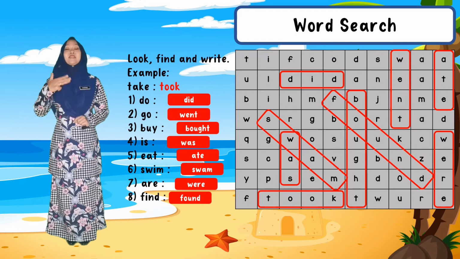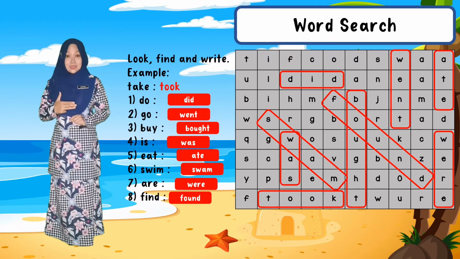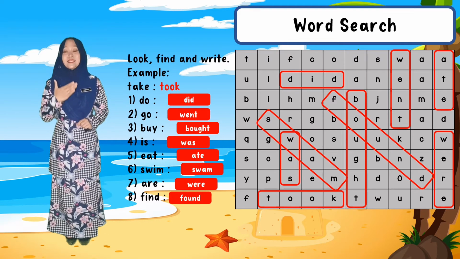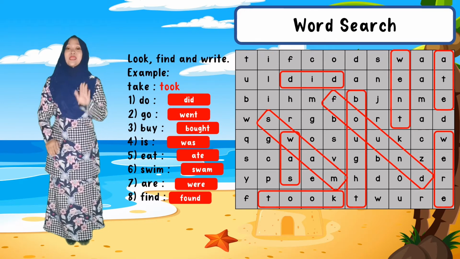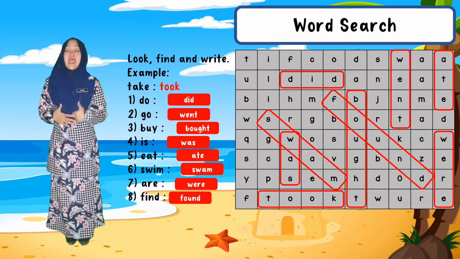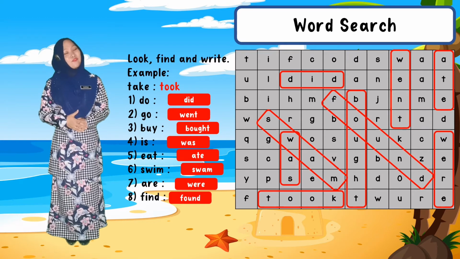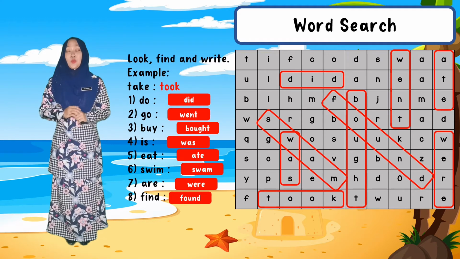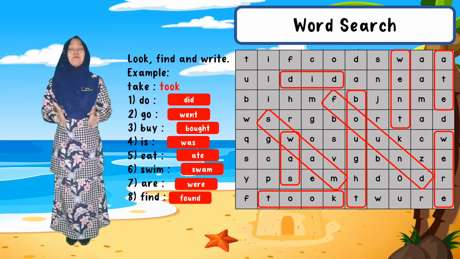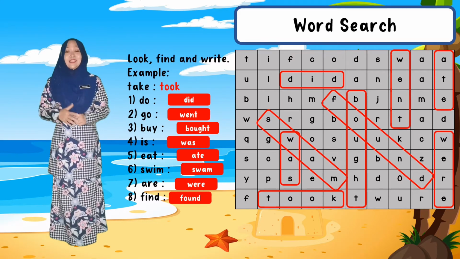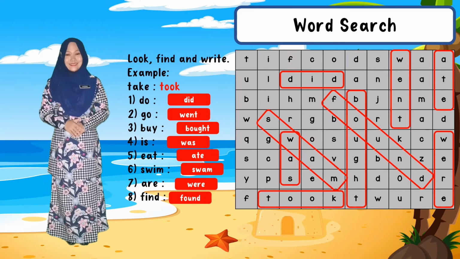W-A-S. The past tense form of the verb eat is ate. A-T-E. The past tense form of the verb swim is swam. S-W-A-M. The past tense form of the verb are is were. W-E-R-E. And the past tense form of the verb find is found. F-O-U-N-D.